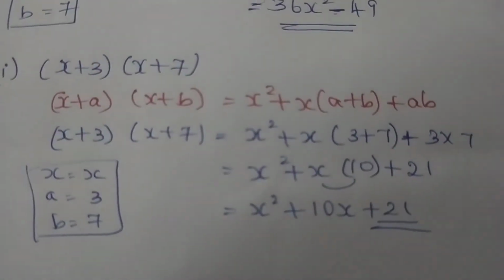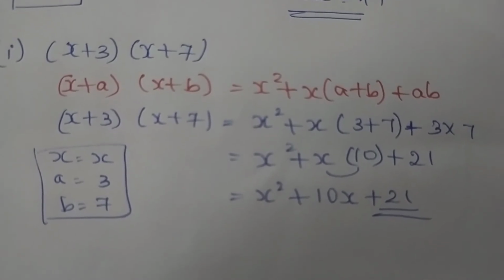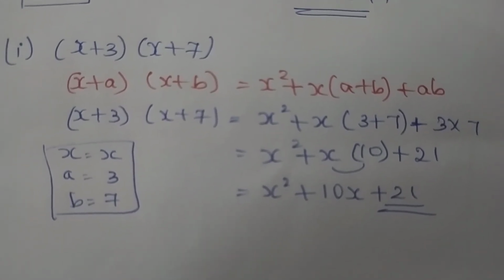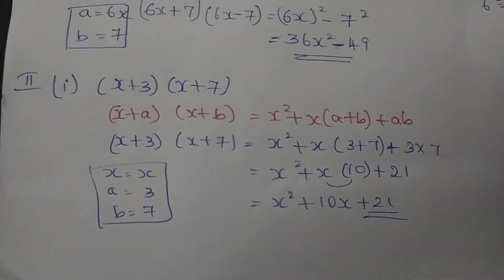I hope you have understood, children. I hope it is clear. I have taken the values of x as x, a as 3 and b as 7 because it is given like this only in the textbook. I am going to do the third problem because it has minus signs.